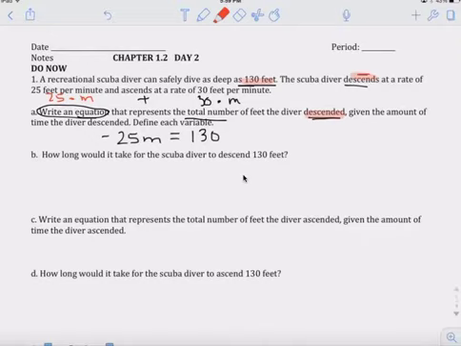So, how long will it take the divers to descend to the maximum amount of feet? Well, we just did descend. It goes 25. M equals the number of minutes. M equals the times in minutes, or the number of minutes. You can use the number of minutes, I accept that too.